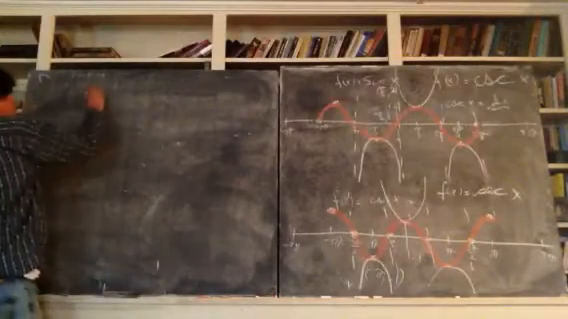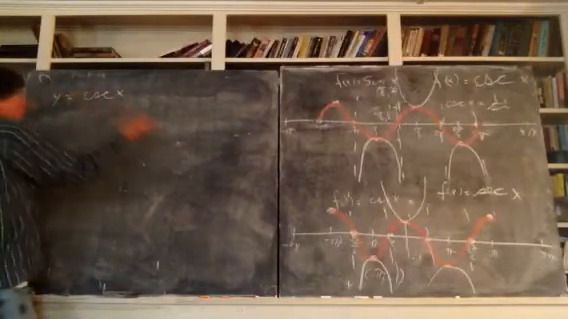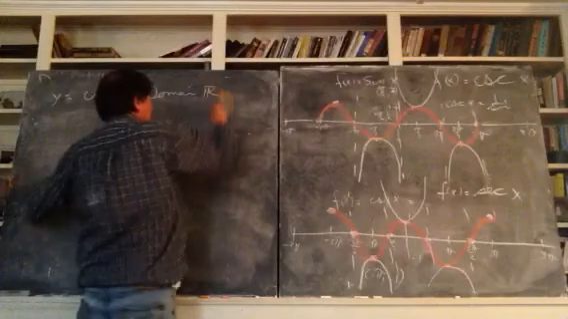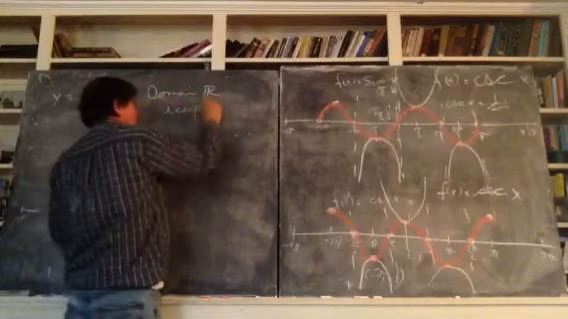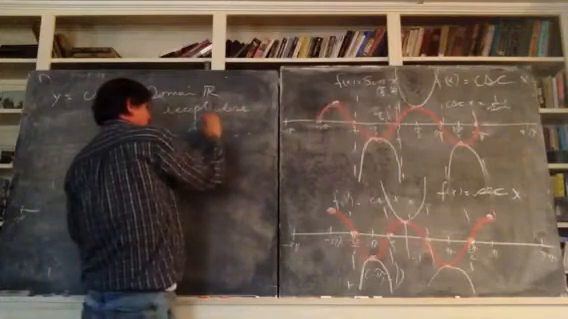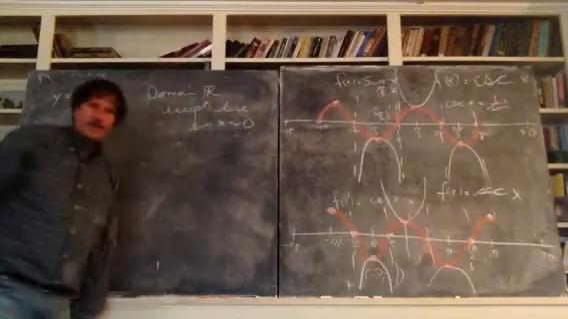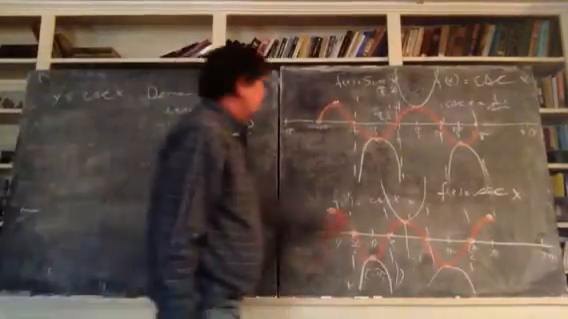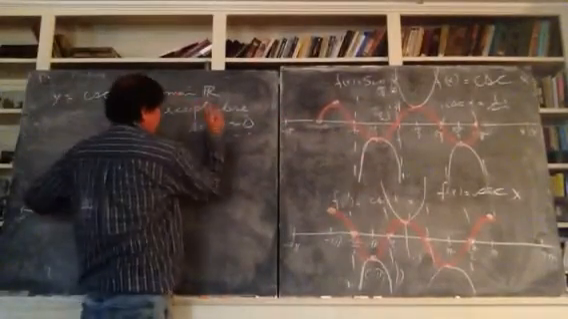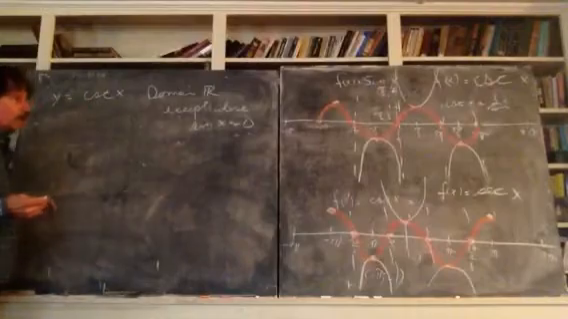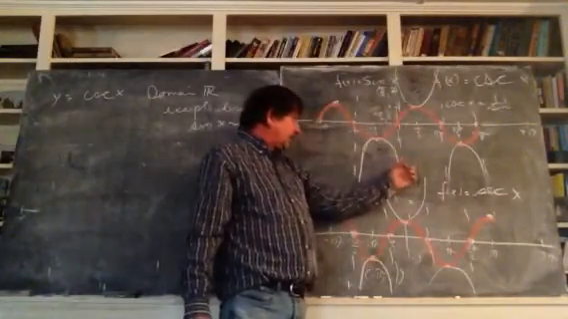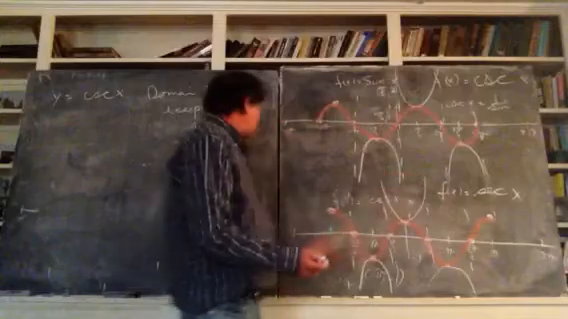Cosecant. The domain is all the reals except where sine of x equals 0. Right here, the sine of x is 0. The cosecant is undefined. That's not part of the domain.